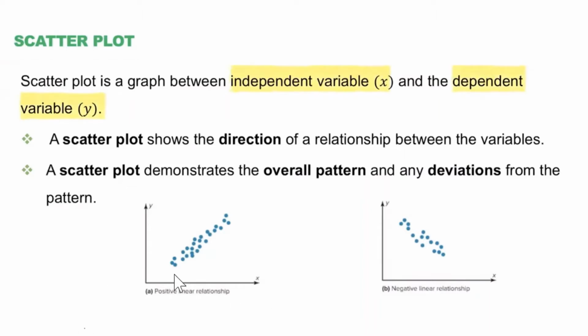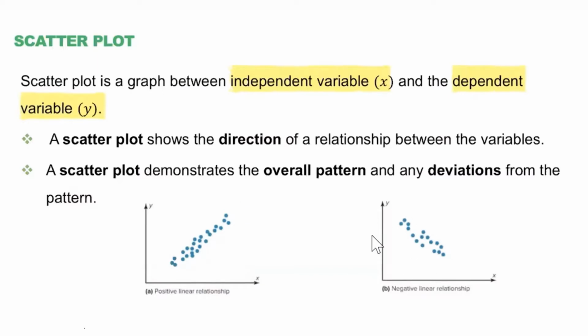For example, if you look at the first graph here, when you go from left to right, you can see that as the x value increases, the y values are also increasing. So when the independent variable increases, the dependent variable is also increasing, and they are pretty much on a straight line. So we can say that there is a positive linear relationship. Linear because it is on a straight line, positive because when x increases, y is also increasing.